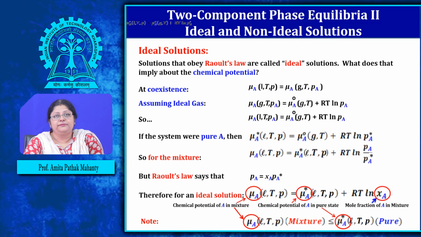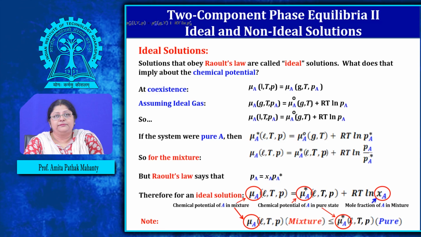So when we are talking about an ideal solution, we have discussed most of this in the last class. When we say the solution follows Raoult's law, we say that the solution is ideal. Now, what is the condition for the chemical potential when we are talking about the ideal solution? We have not defined the chemical potential as such; we have taken it for the liquid in the last class.